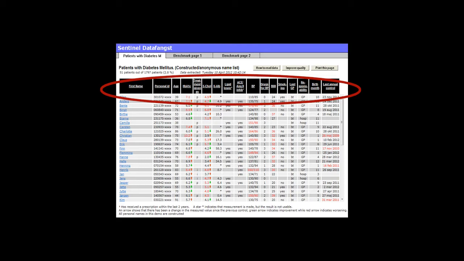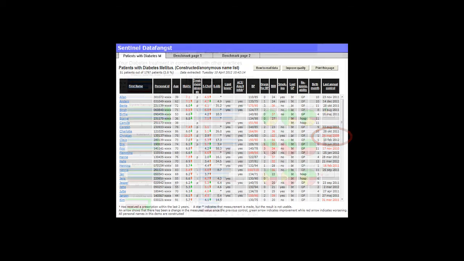Is it the GP who is responsible for the patient, or is it the hospital? And the birth months, and many doctors use the birth months to identify the patient, the patient who didn't come up for the annual control. And here you can see the last annual control, and it becomes red if more than 1 year has passed.